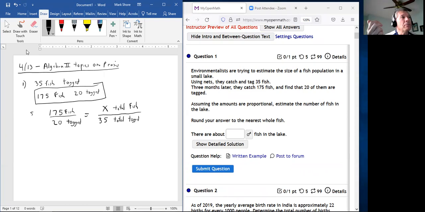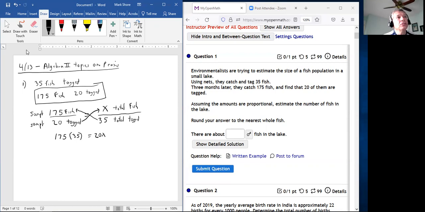So they sampled out 175 fish. In that sample, 20 were tagged. We know that the total amount of tagged fish is 35. So it should be the same proportion that tells me the total amount of fish. And that's the real thing. I got this from when I wrote this problem, from one of these environmental magazines or, like, State Parks, and they said how they do it. But once you get the proportions set up, you just cross multiply. So 175 times 35 equals 20 times x.